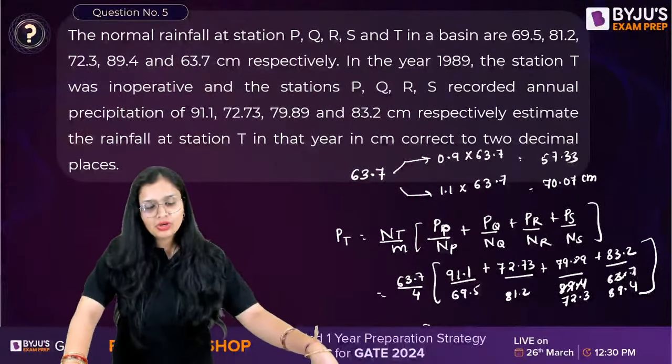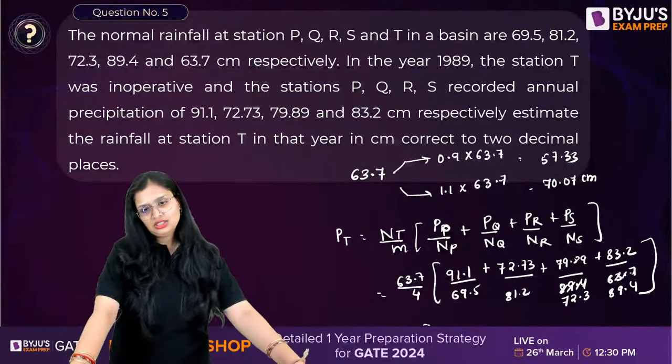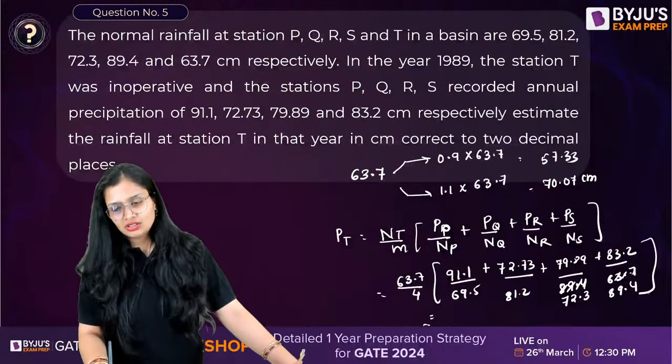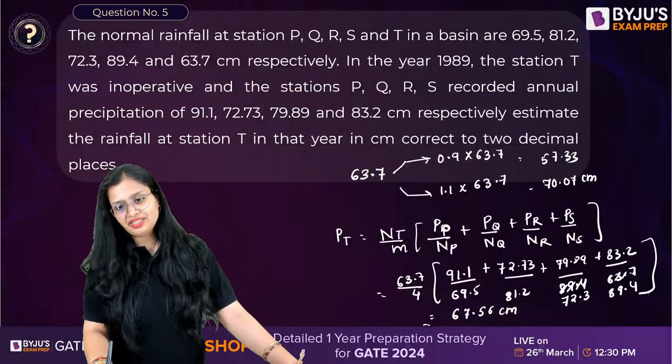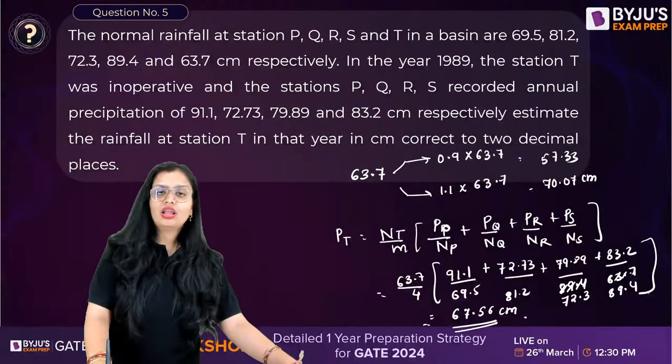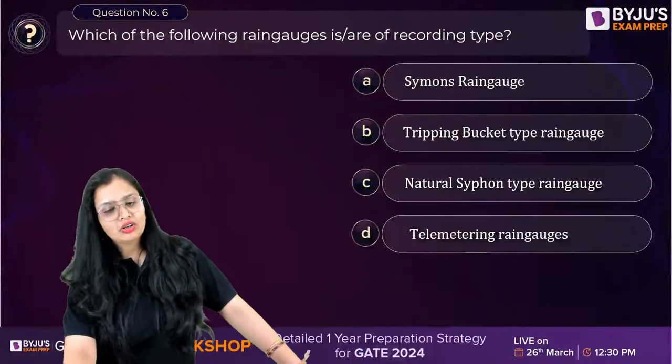Come on. What is the value of precipitation at station T? Let's be quick. This will be the precipitation. Okay, so this will be the answer. Simple questions. Remember the formula, that logic, that's it.